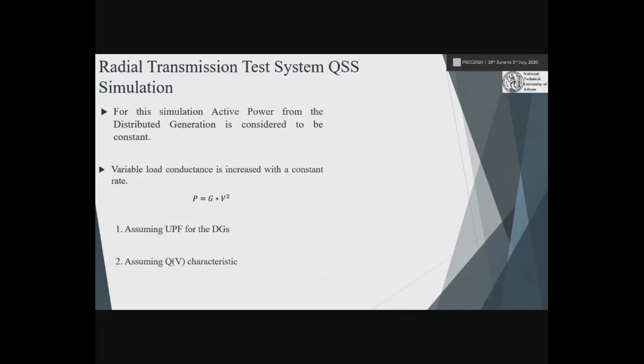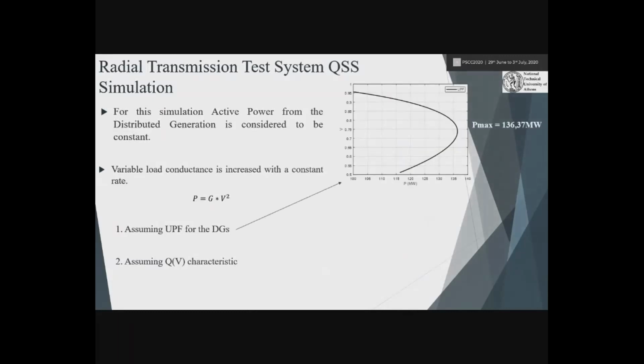After obtaining the optimal set points to maximize the maximum power transfer, we used these set points in a quasi-steady state simulation, where we considered constant active power from the distributed generation and a variable load conductance in the transmission system, which is increased with a constant rate.